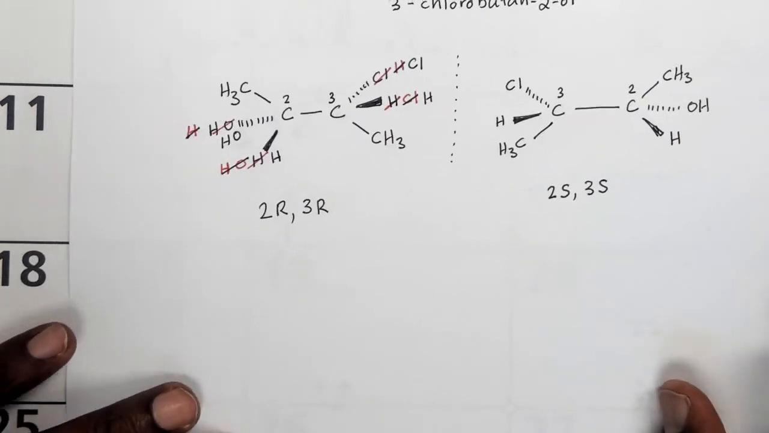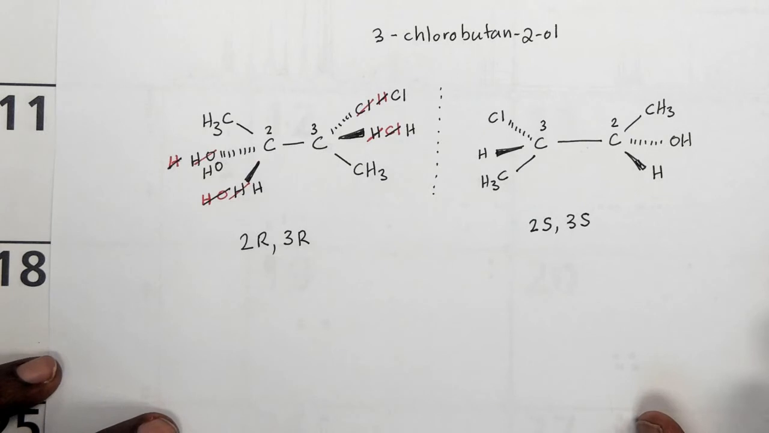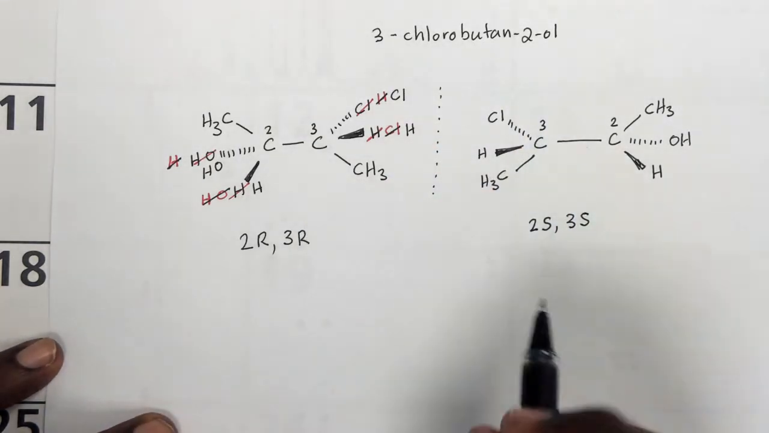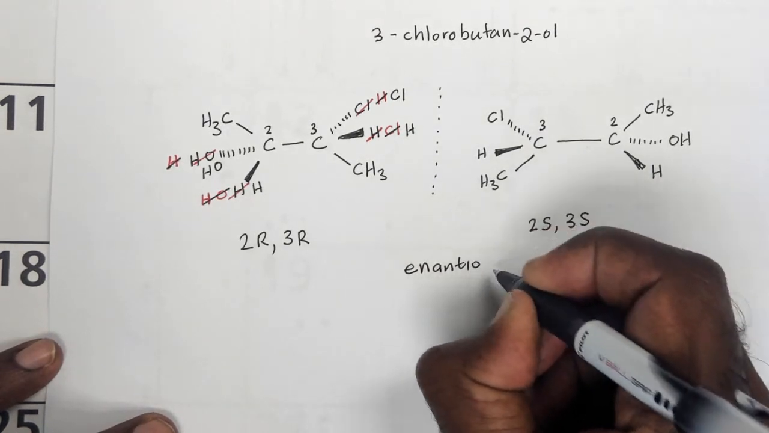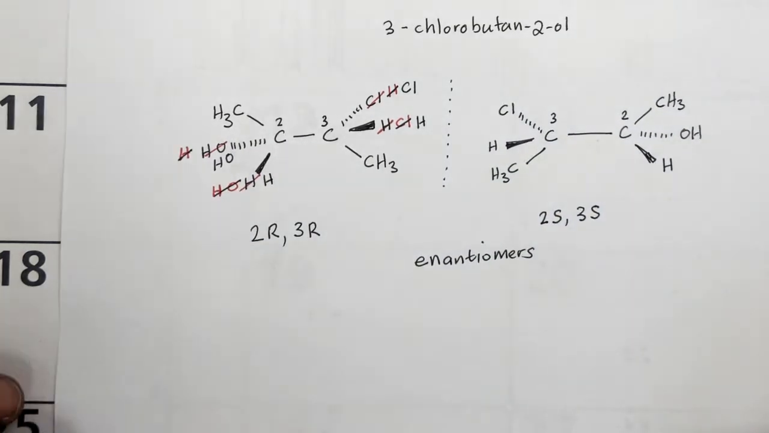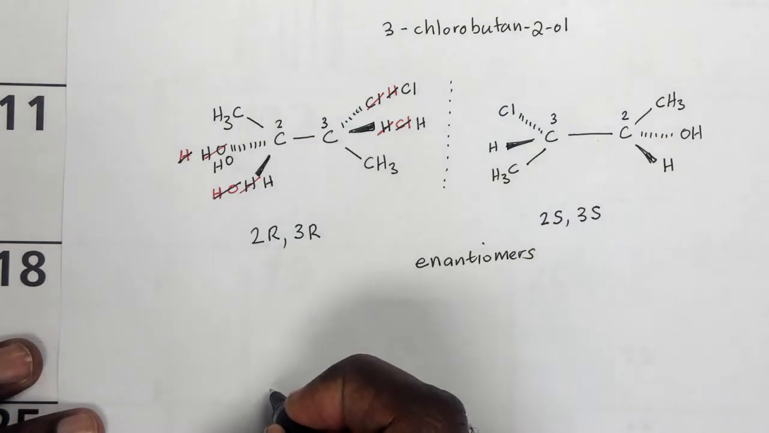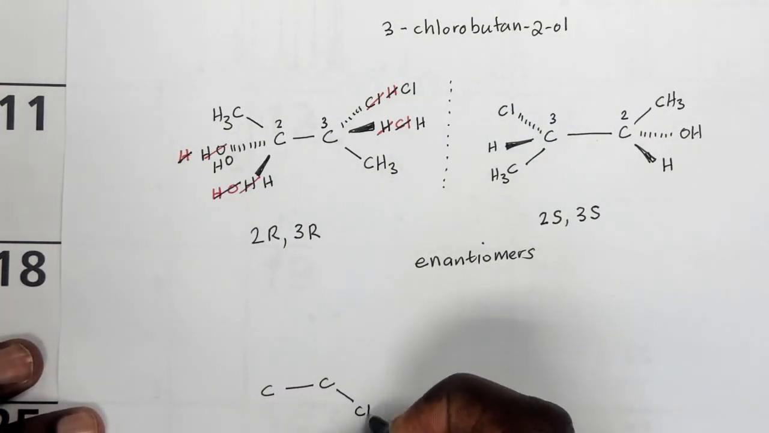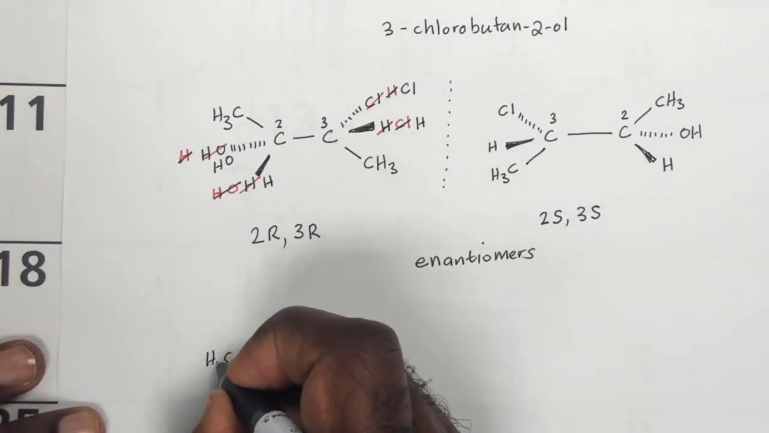So the fact that they are enantiomers, I would have to change each of the chiral centers to the other. So those are 2 stereoisomers of 3-chlorobutene 2-ol, and more specifically, these are enantiomers. I'm then going to take this particular molecule, and I'll draw the backbone of this molecule the same as the top.